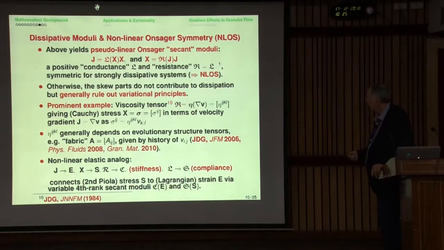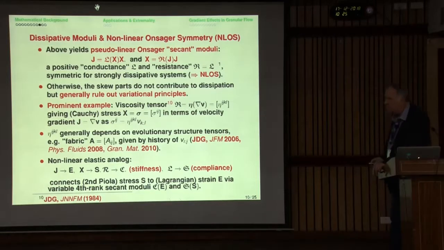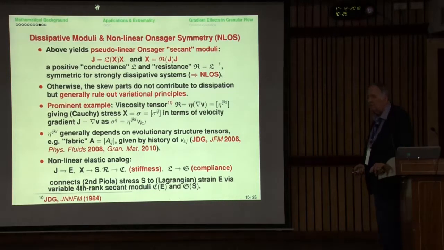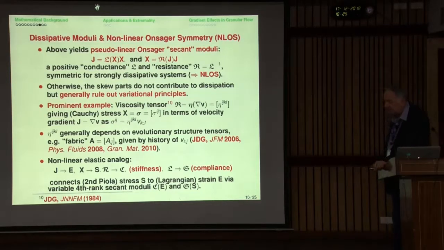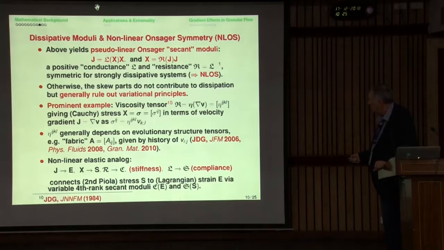A prominent example is the idea of a viscosity tensor, a fourth rank tensor that gives the Cauchy stress in terms of velocity gradients. I've been using that idea since 1984, not being quite sure of the justification for it. And this is one of the reasons Edelin's work captured my attention, because this is simply a special case of these relations up here. So for a viscoplastic fluid, you always have the equivalent of a viscosity tensor, a positive definite symmetric tensor.